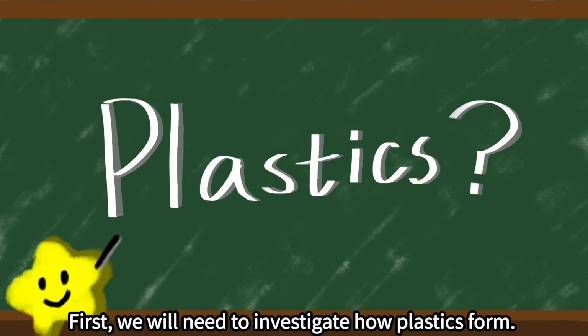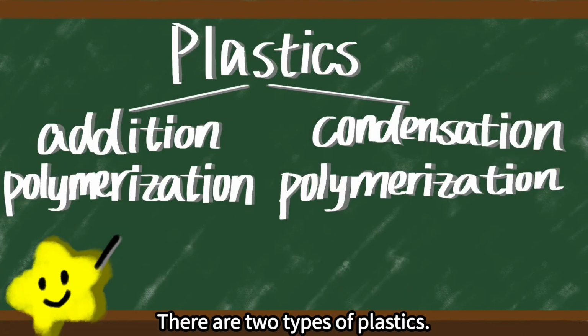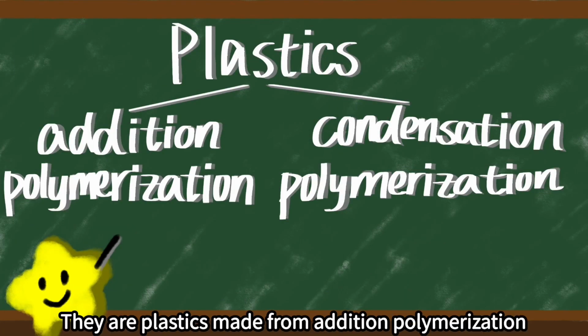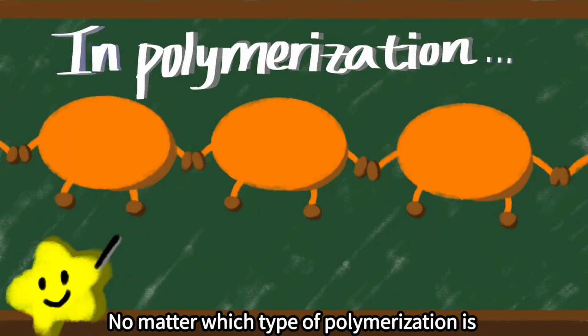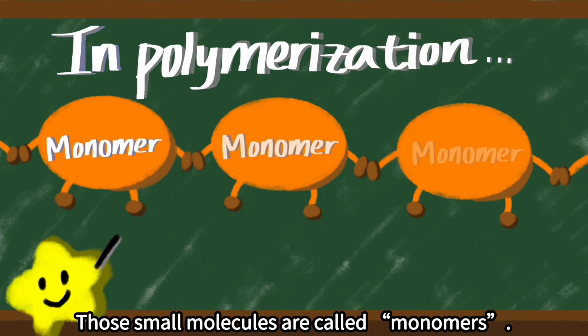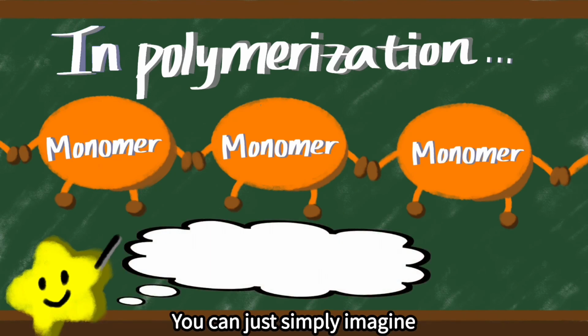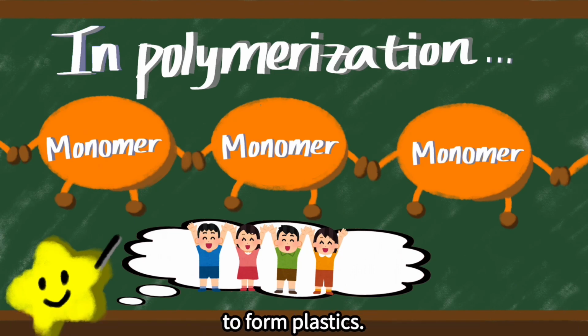First, we will need to investigate how plastics form. There are two types of plastics. They are plastics made from addition polymerization and those made from condensation polymerization. No matter which type of polymerization it is, plastics are formed by joining many small molecules together repeatedly. Those small molecules are called monomers. You can simply imagine those monomers are just like kids holding each other's hands to form plastics.